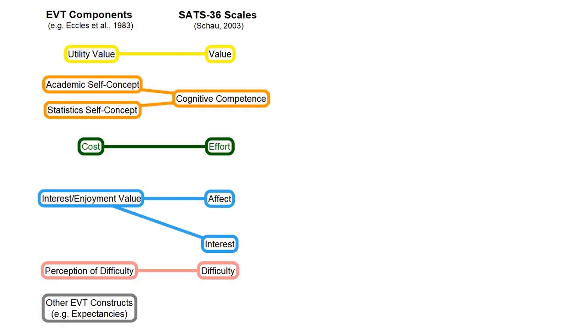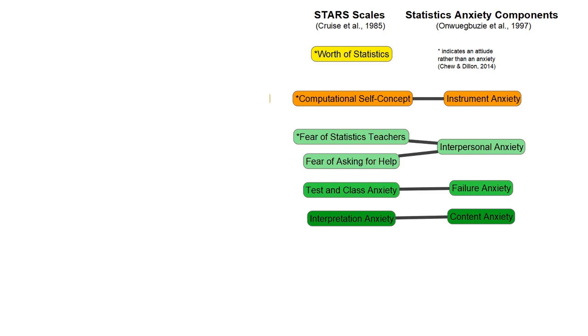To answer that one, here we have the six SATS 36 scales and the EVT components that they map onto. Here we have the STARS scales, the six of them, with the anxiety components they map onto. Three of the STARS scales, the worth, computational self-concept, and fear of statistics teachers, are referred to as attitudes rather than anxieties now in the literature.